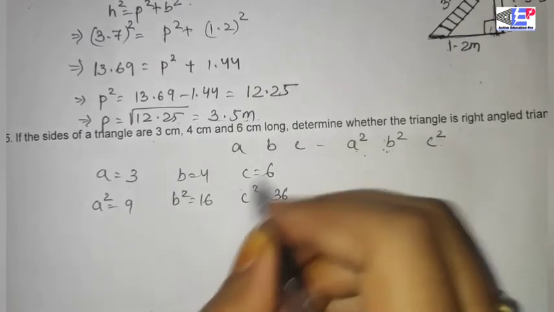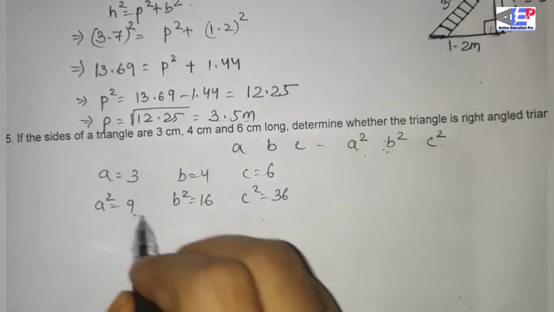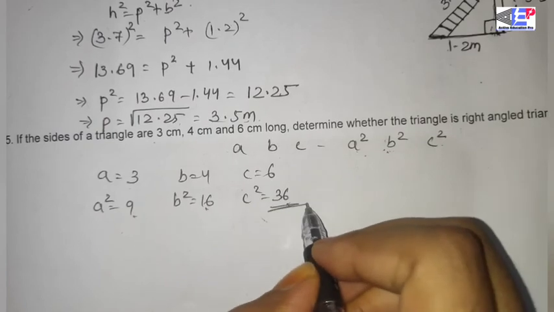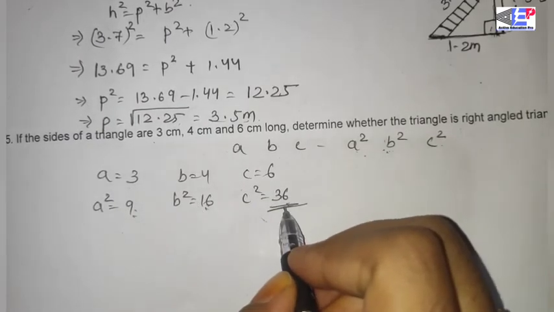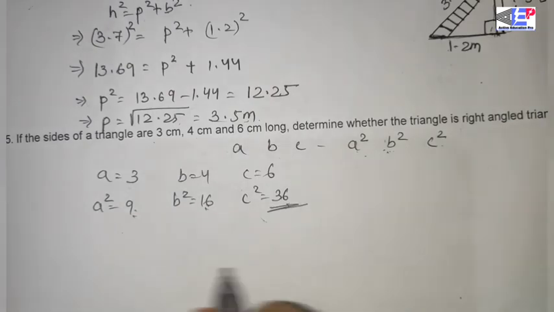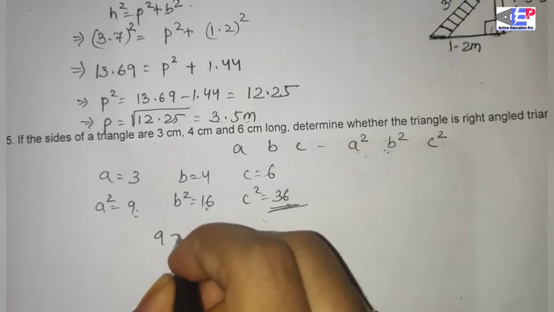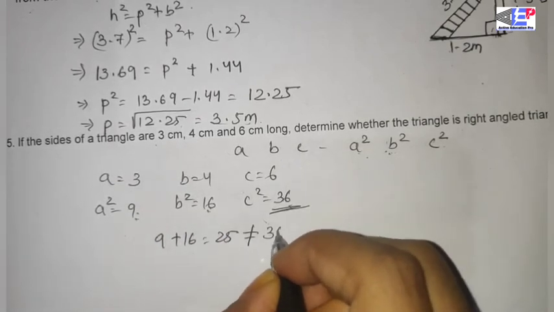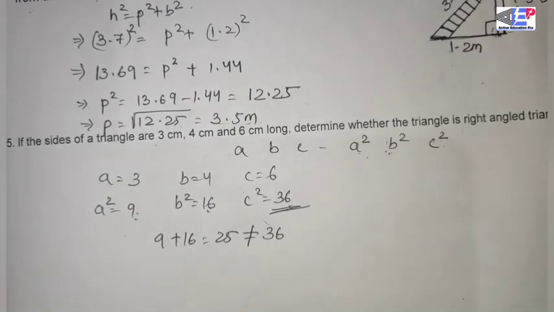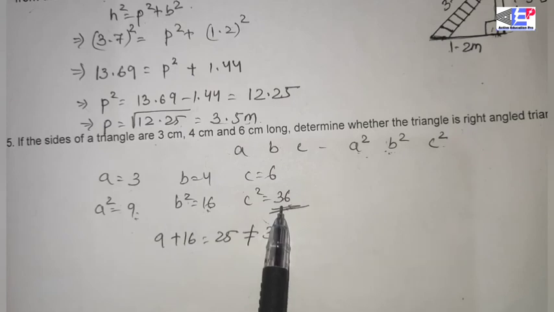So the larger one is c square, 36. Among 9, 16 and 36, 36 is the larger one. By adding the other two, maybe it can equal 36. First check whether it is equal or not. So 9 plus 16 is equal to 25, which is not equal to 36. Here the sum of any two of them is not equal to the third one. 25 is not equal to 36. So it doesn't satisfy the conditions of a Pythagoras triplet.